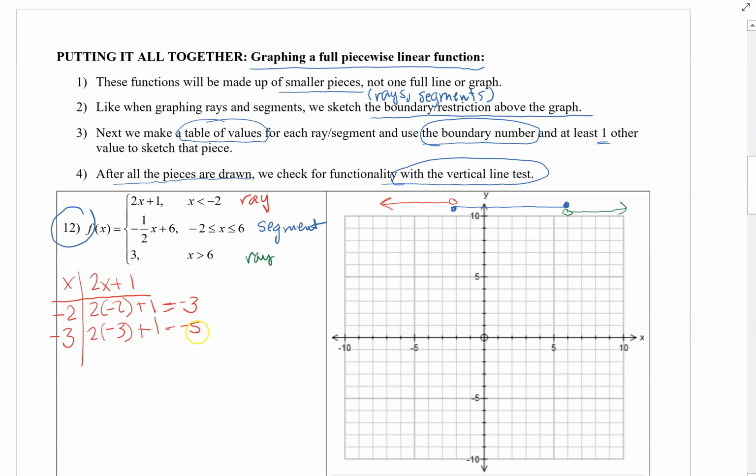So I'm going to go ahead and plot these points, keeping in mind that this one here is going to be an open circle. So I have a point at -2, -3 with an open circle, and then a point at -3, -5.